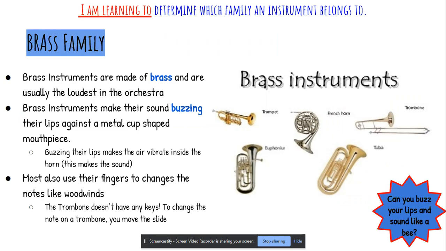Brass family. Brass instruments are made of brass and are usually the loudest in the orchestra. Brass instruments make their sounds buzzing their lips against a metal cup shaped mouthpiece. Buzzing their lips makes the air vibrate inside the horn. This makes the sound. So our brass instruments are trumpet, French horn, trombone, euphonium, and tuba. Can you buzz your lips and sound like a bee? Mr. Beasley will demonstrate first.